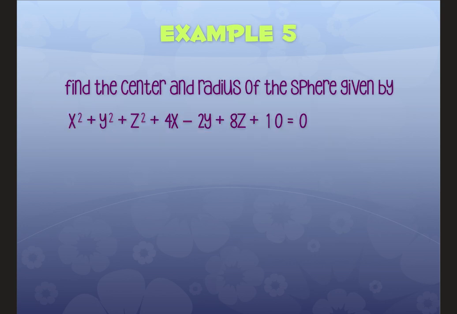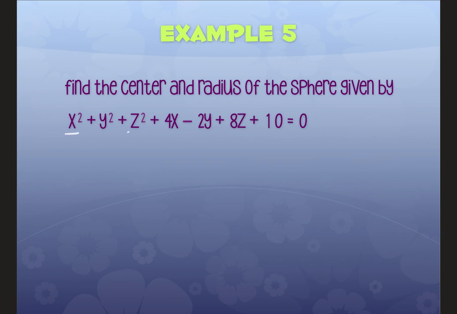Last question says find the center and the radius of the sphere given by x squared plus y squared plus z squared plus 4x minus 2y plus 8z plus 10 equals 0. And you might be thinking, I thought we were done with completing the square. Well, you weren't. We get to complete the square, this time 3 times. The good news is there's typically not something on the front of your squared terms, so these are not terrible.